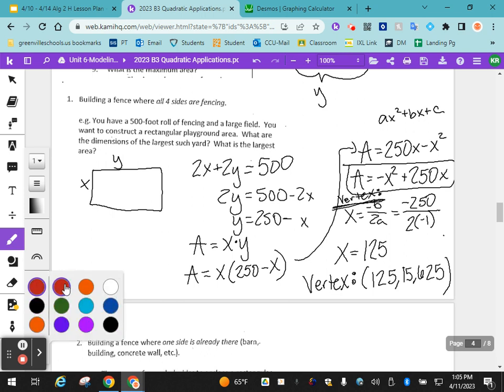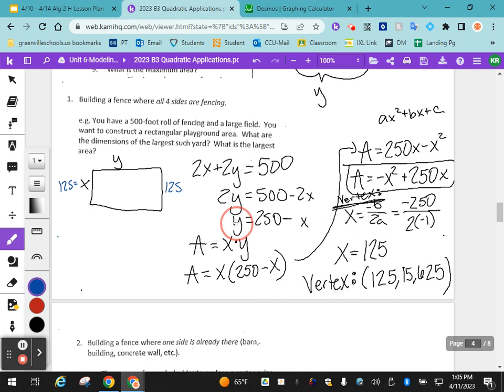All right, what is the dimension of the largest such yard? Well, we know X is 125, so that means this has to be 125. And obviously, if it's 125 there, it's 125 here because it's a square. Sorry, a rectangle. And we have to solve for Y. Could you just plug in X and then solve?